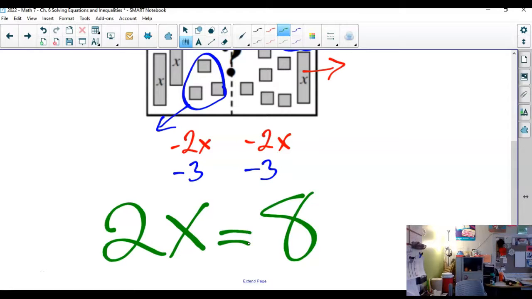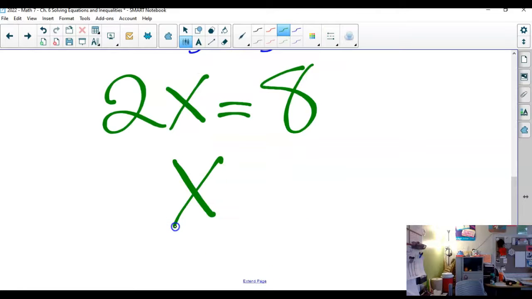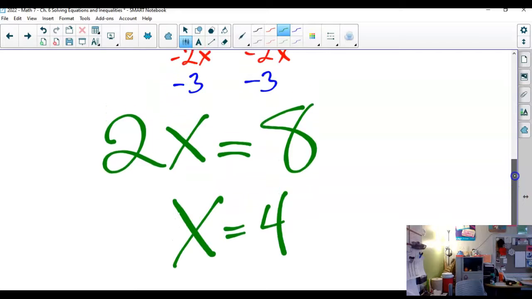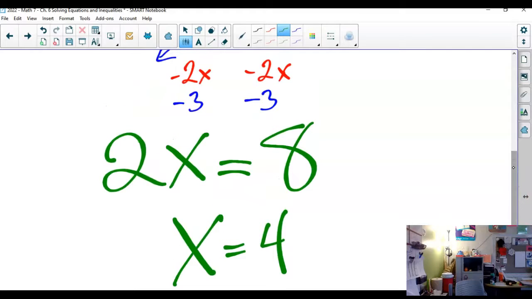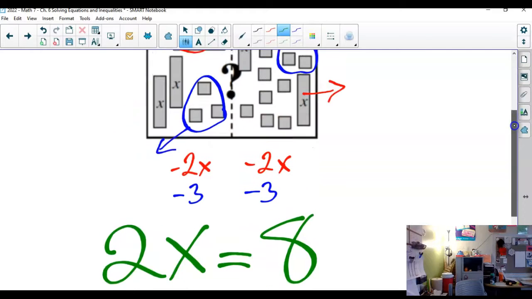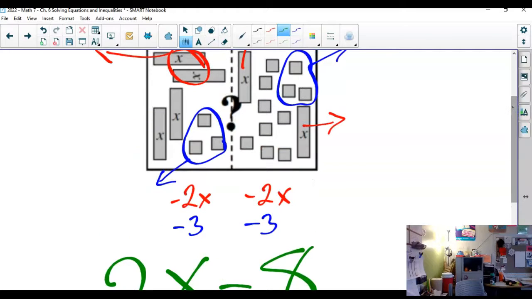What would x have to be? Anybody? 4. So if we play 4 games, the prices would be equal. Because that mat showed us the bowling alley problem. That was the bowling alley problem. I want you to try that with the second one on your paper there.